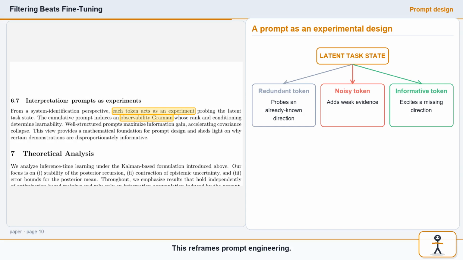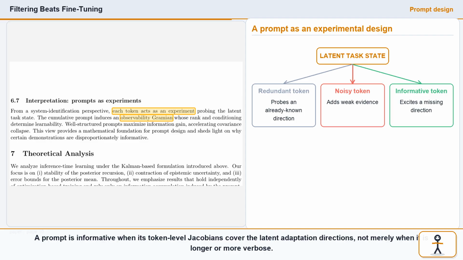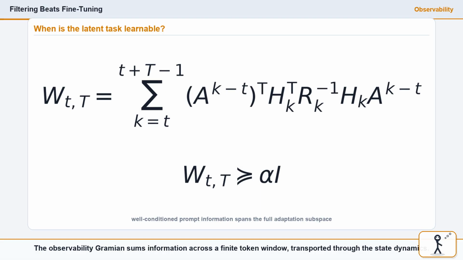This reframes prompt engineering. Each token is an experiment probing the hidden task. A prompt is informative when its token-level Jacobians cover the latent adaptation directions, not merely when it is longer or more verbose. The observability Gramian sums information across a finite token window, transported through the state dynamics. Uniform observability requires this sum to cover every latent direction by at least alpha. In plain language, the prompt must contain enough diverse evidence to identify the task.